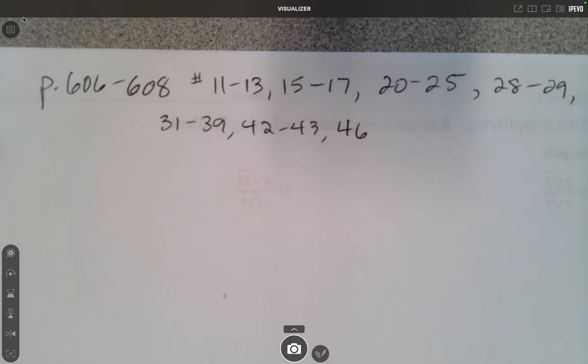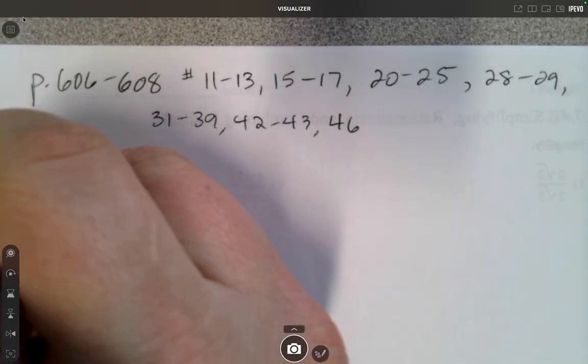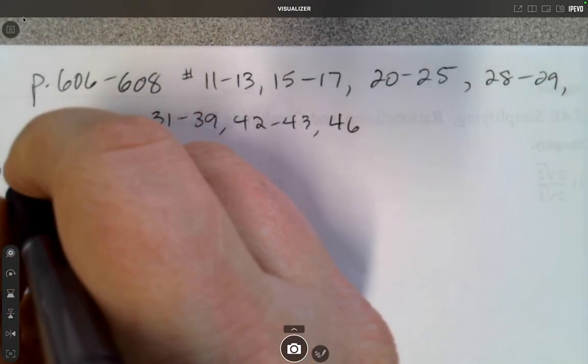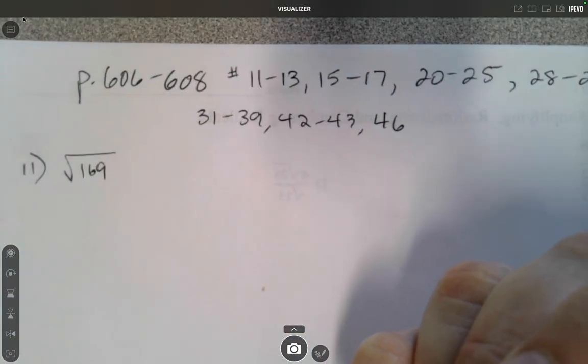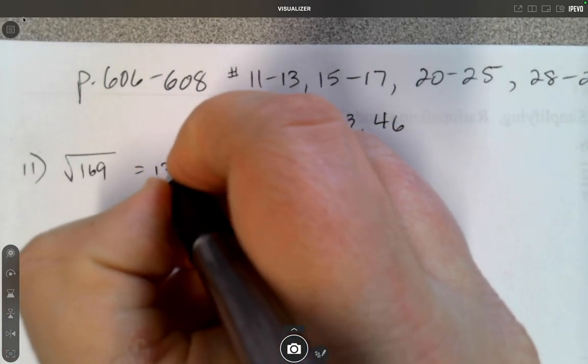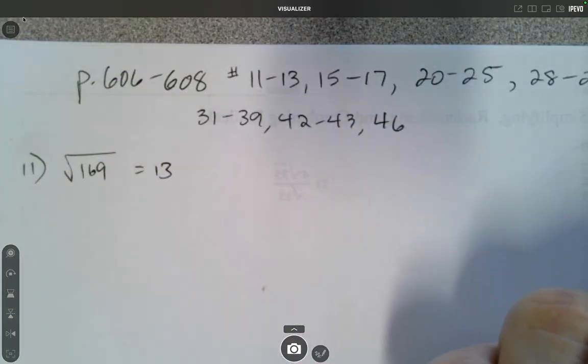Okay, let's review for the test on Chapter 10. So number 11 says, find the square root. This one's actually bigger than you have to have memorized, but the square root of 169 is 13. So you do have to have the ones memorized that go up through 144.